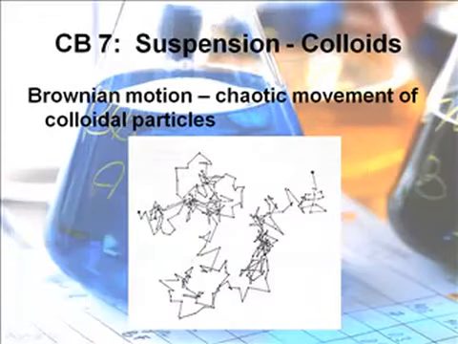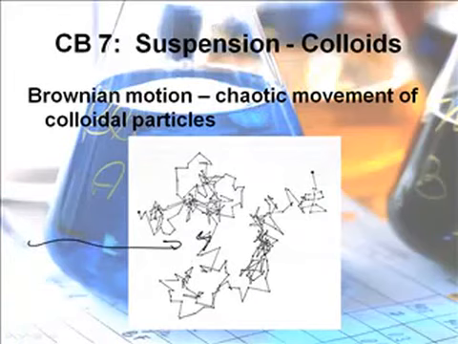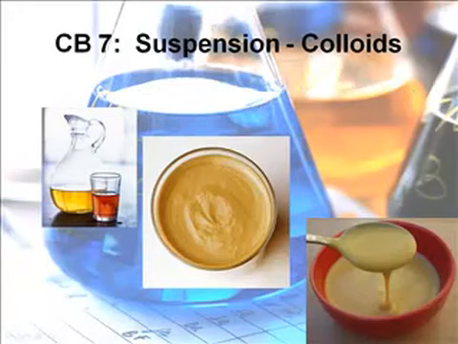There's also something called Brownian motion. The particles are randomly moving around, and as the light travels through there, it causes the light to scatter. All right?